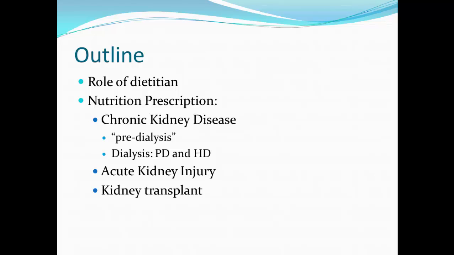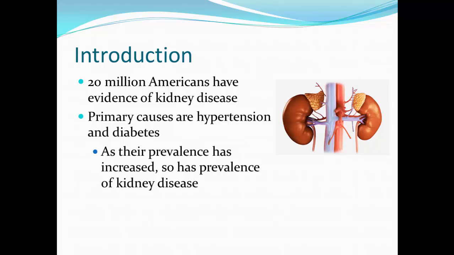And for dialysis, we will look at peritoneal dialysis as well as hemodialysis. 20 million Americans have evidence of kidney disease, and this prevalence is on the rise. Primary causes are hypertension and diabetes, so as the prevalence of these diseases increases, so does the prevalence of kidney disease. This increasing prevalence emphasizes the importance that the renal dietitian plays as part of the medical care team.